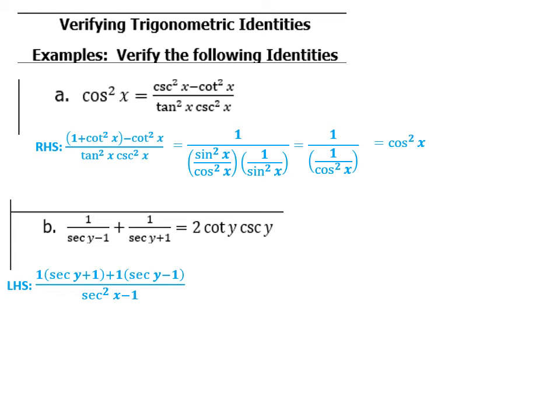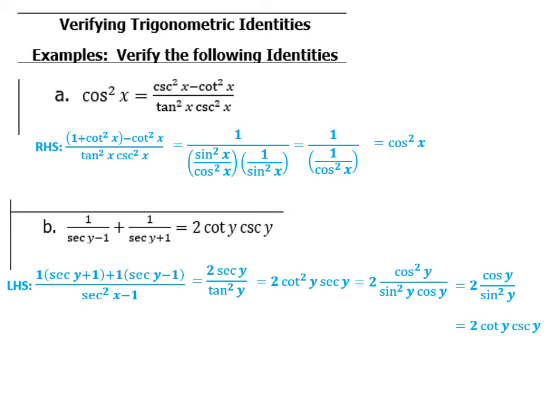On the top, that's going to simplify to 2 secant of y, and the 1's cancel, and then secant squared of y minus 1 is tangent squared. Reciprocal of tangent squared is cotangent squared of y, and then we've got secant of y. That I can rewrite as 2 over cosine y, times cosine squared y over sine squared y. I can cancel a cosine. That gets us 2 times cosine of y over sine squared of y. We can write that as cosine over sine and 1 over sine. So that gets us 2 cotangent of y times cosecant of y. And we would be done.